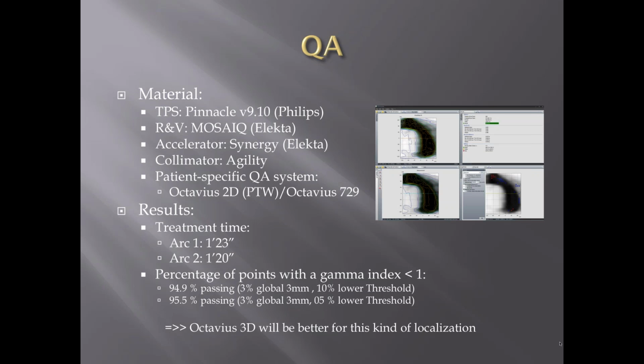So for this plan, we have not very good results, but we accept this kind of result for this kind of localization. And we made some tests, and we have a better result with Octavius 3D. It's because the Octavius 2D doesn't turn with the gantry.